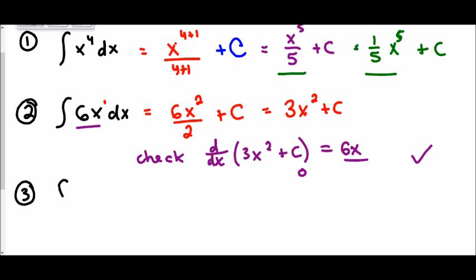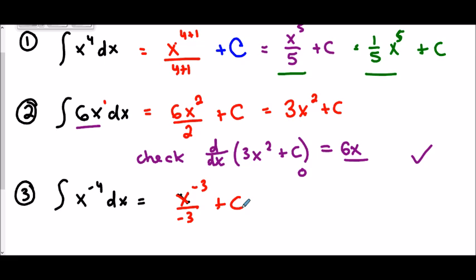Let's do the antiderivative of x to the negative 4 dx. So be careful here. This is a negative exponent. We are adding 1 to the exponent. So negative 4 plus 1 is negative 3. Divide by negative 3, plus C.